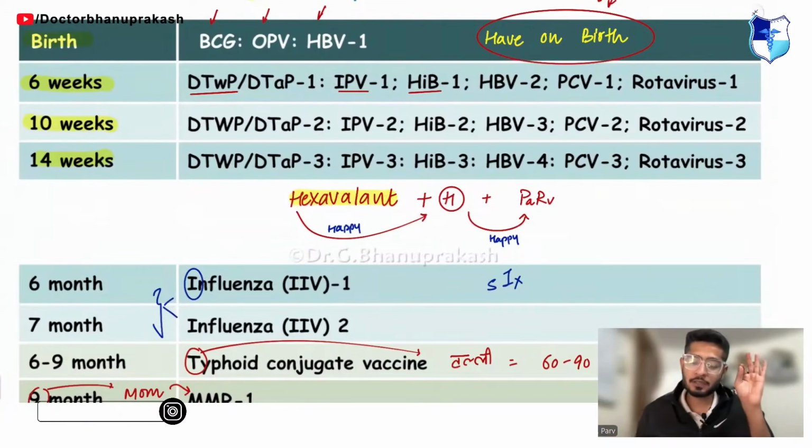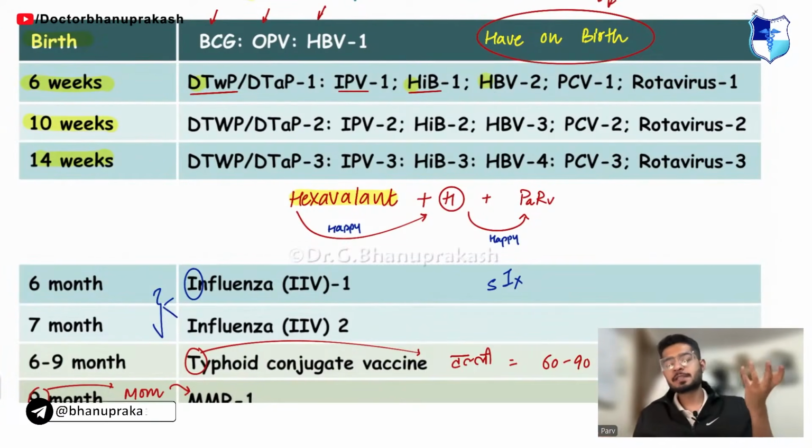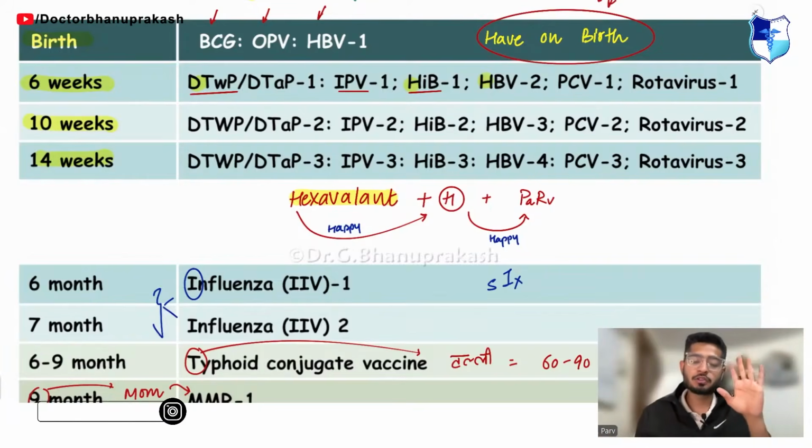So pentavalent, I think you know, DTP, then HIB, and of course your hepatitis. So hexavalent is going to be there. So the 5 components of your pentavalent are DPT, HBV, HIB. These are going to be there, and one more is going to be IPV. So this is the component of hexavalent. So hexavalent you have to give.